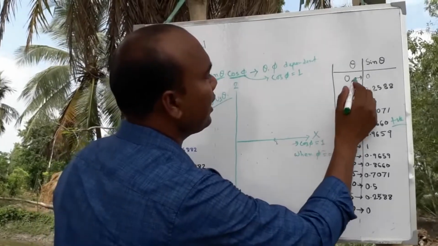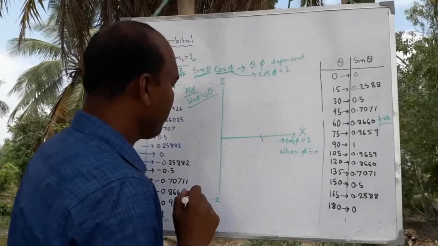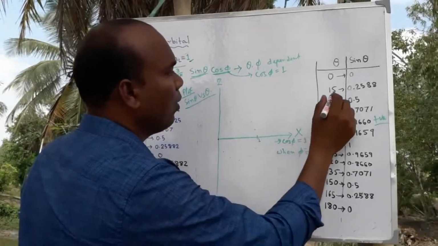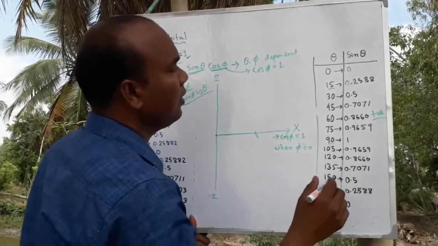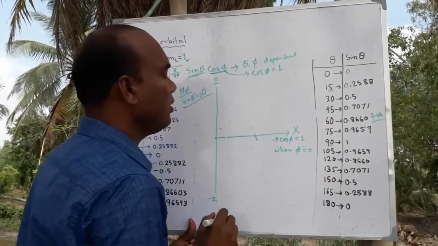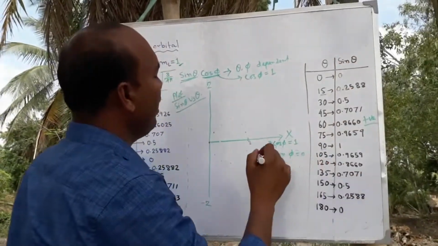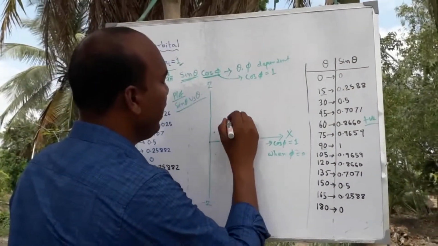When theta equals 0, then sin theta is 0. That will be this point. When theta is 15 degrees, the value is 0.25. That is, the point will be that. This way we can plot all the values of sin theta, and this plot will be like this.